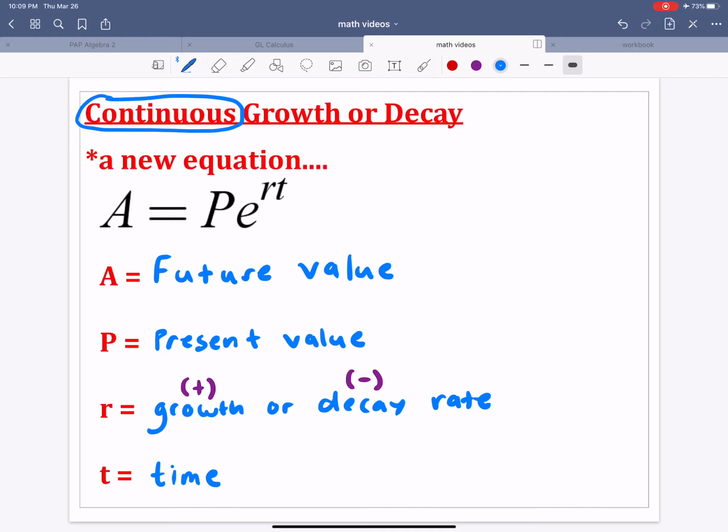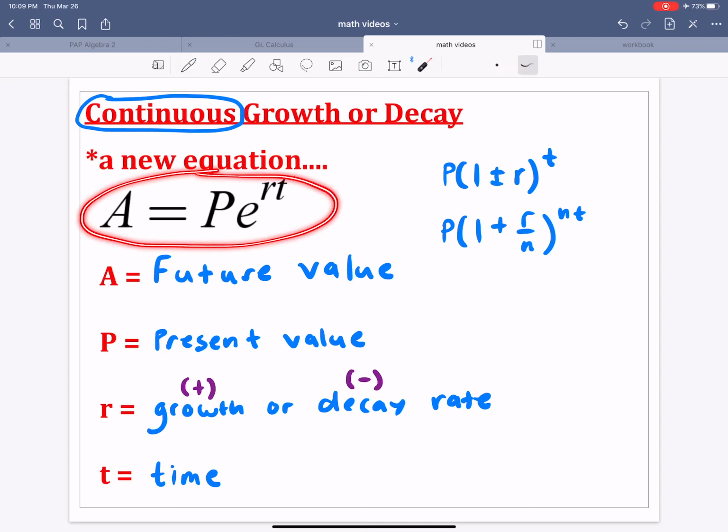Okay, so these are the variables we're going to use. And if you don't really remember what I was talking about with discrete growth or decay, that's where we talked about the present value times 1 plus or minus the rate to the t power, or with the financial applications that we did, 1 plus r over n to the n times t power. Those are the other equations that we talked about, but PERT is the one we're going to talk about today.